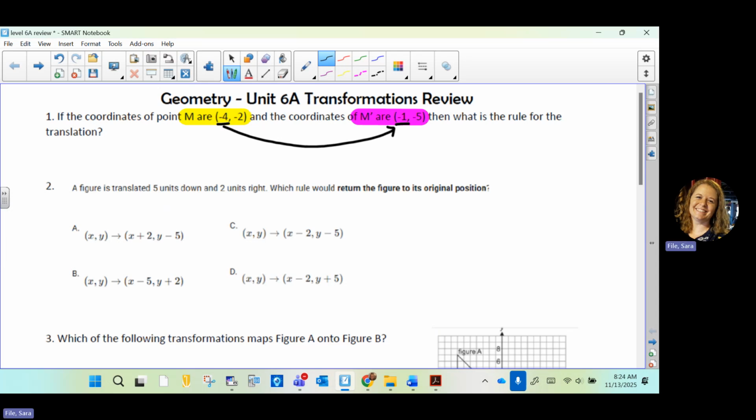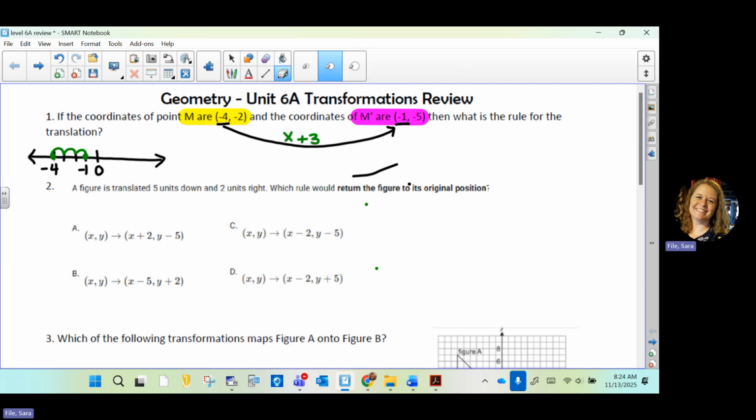You need to picture a number line. Here's -4. Here's -1. How did I get from -4 to -1? I moved to the right 3, didn't I? Is going to the right adding or subtracting? Adding. So we added 3 to the x value.